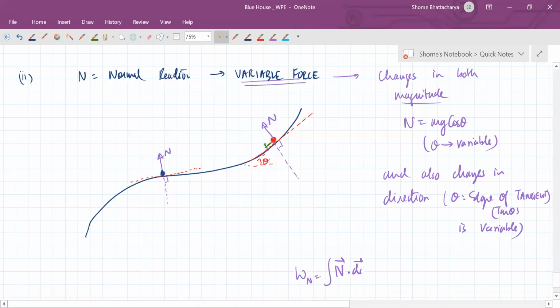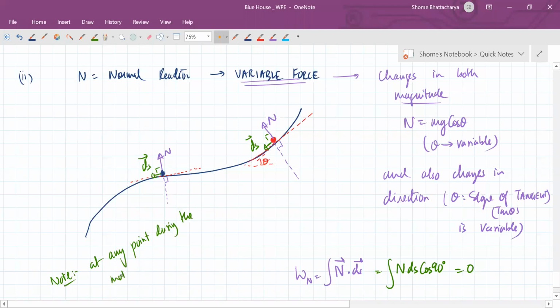So the differential displacement at this point will be like this. The differential displacement at this point will be like this. So this luckily will always be N ds cos 90 degrees. So this will always be 0. Okay. So the important thing here is this, that at any point during the motion, the differential displacement is along the tangent to the curved path.